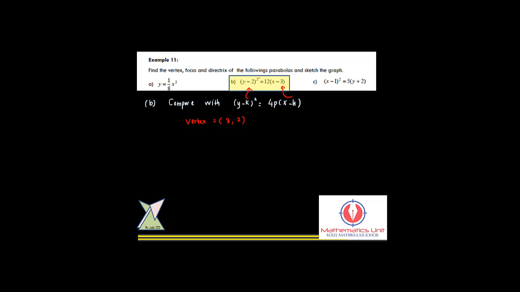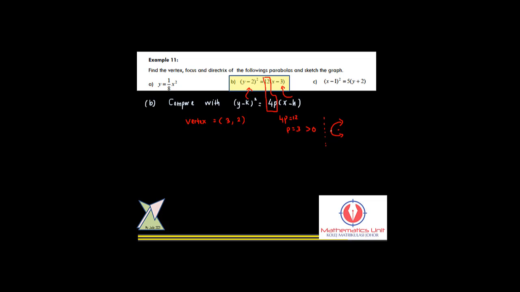So by comparing the 4p and the positive 12, 4p equals 12. So p equals 3, where the value is greater than 0. So greater than 0 is either open upward or open to the right. Okay, it's open to the right. Therefore, from here, you can try to take a look. This is the directrix. This is the focus.